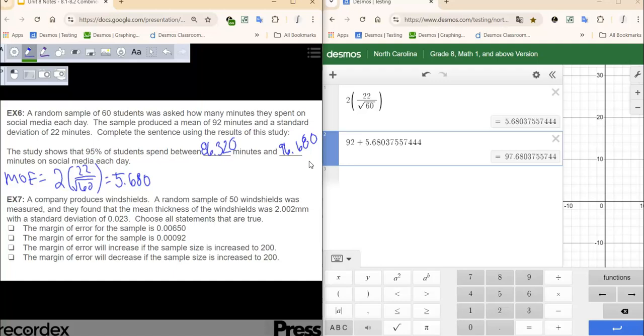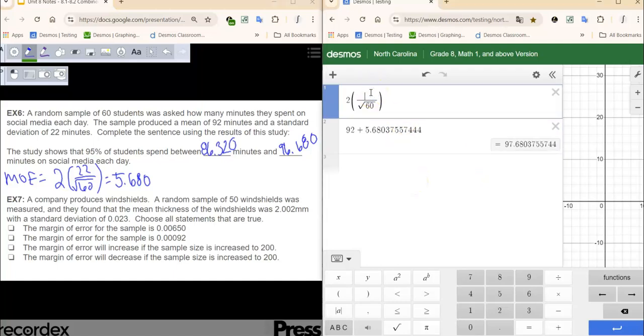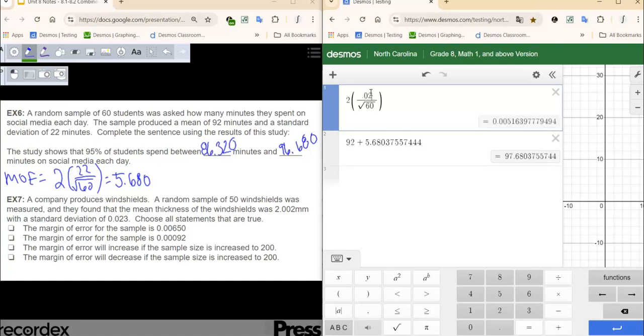The first thing asks us about margin of error, so we need to find that margin of error. So for this one, your standard deviation is 0.23, sorry. And your sample size here is 50. So you're going to have your standard deviation on top here and the square root of your sample size on the bottom. And I'm just getting 0.0065 right here, which is this first one. So that would be my margin of error. So that one is correct.